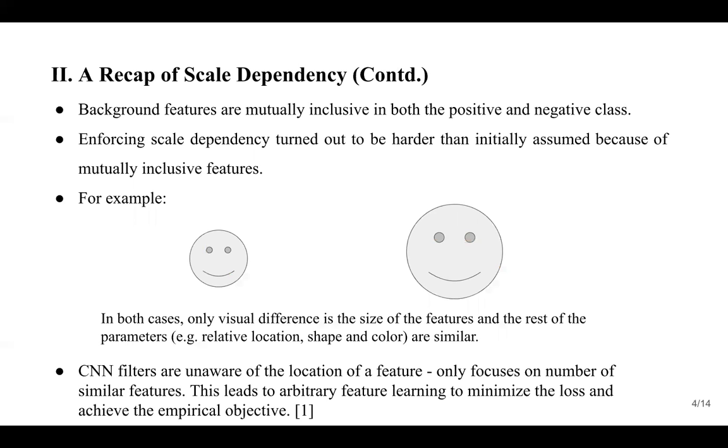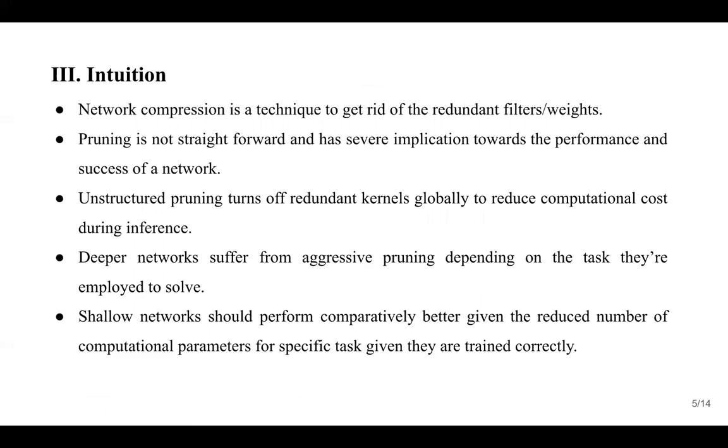For this, background features are mutually inclusive in both the positive and negative class, because in both cases the only visual difference is the size of the features, and the rest of the parameters, for example relative location, shape, and color, are similar. Enforcing scale dependency thus turned out to be harder because of this issue. CNN filters are unaware of the location of a feature. They only focus on the number of similar features because of the pooling layer. This leads to arbitrary feature learning to minimize the loss and achieve the empirical objective.